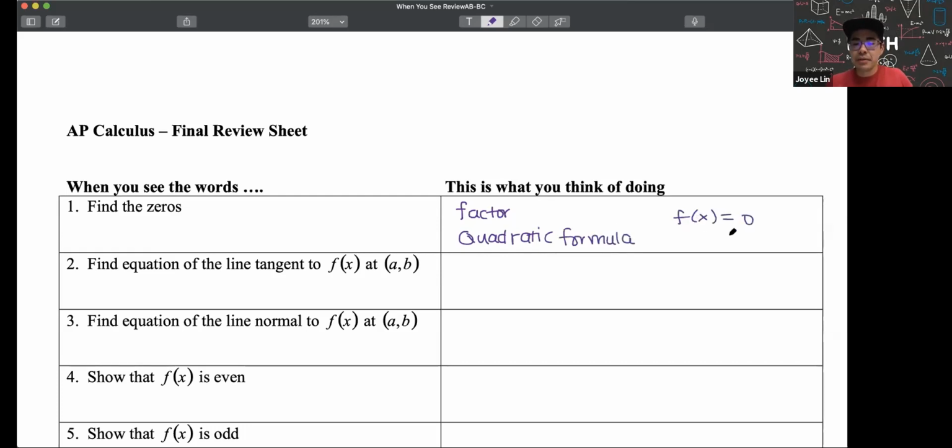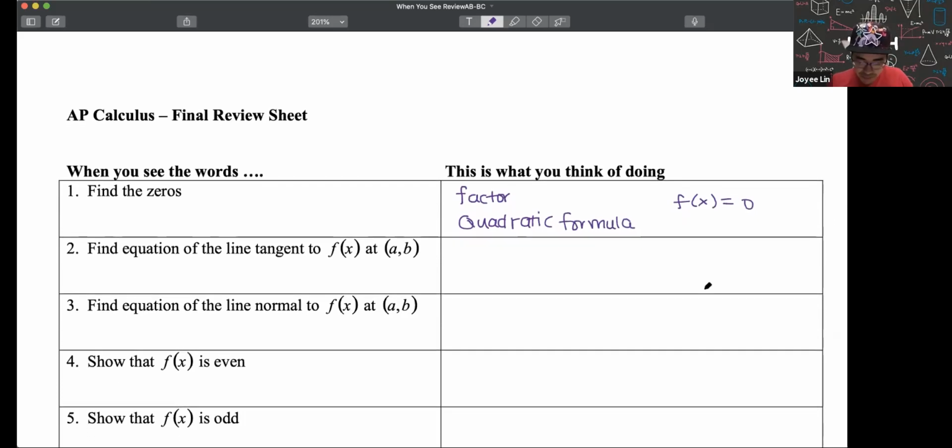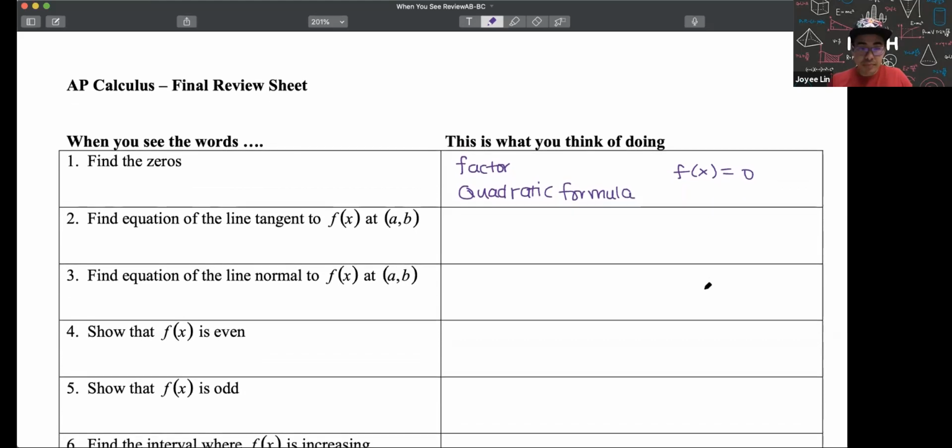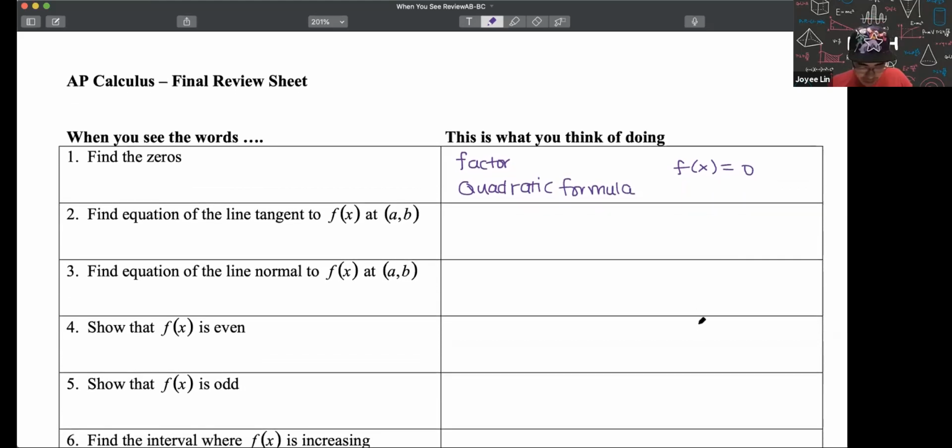Okay, what about part 2? Find the equation of a tangent line to f of x on a to b. Slope, how do you find the slope? Usually, take the derivative using this notation though. How would we use this notation? Which point? Which point on here?